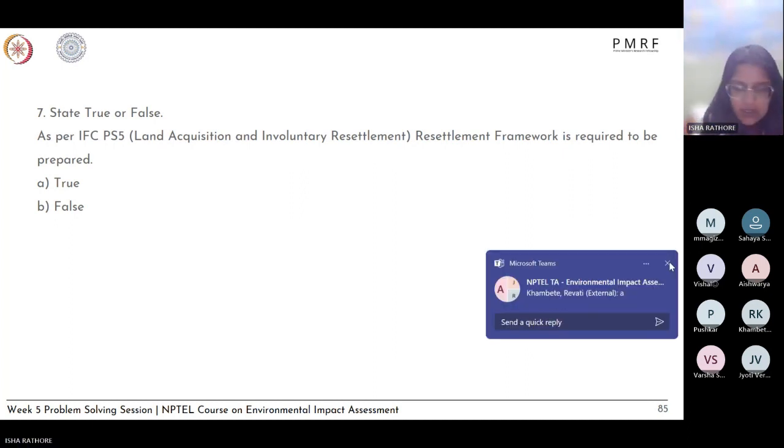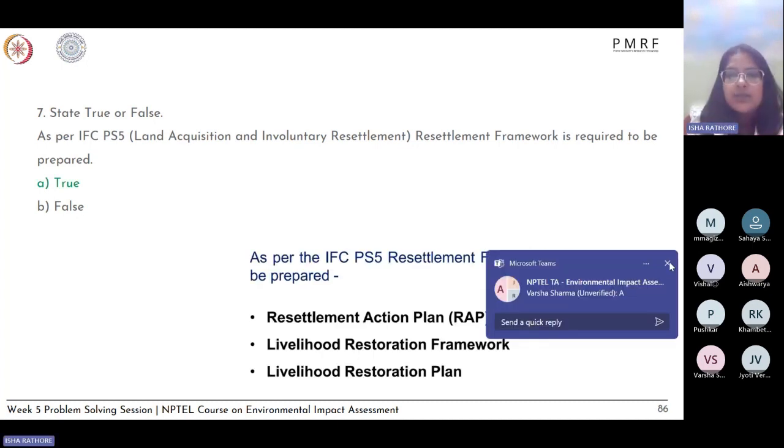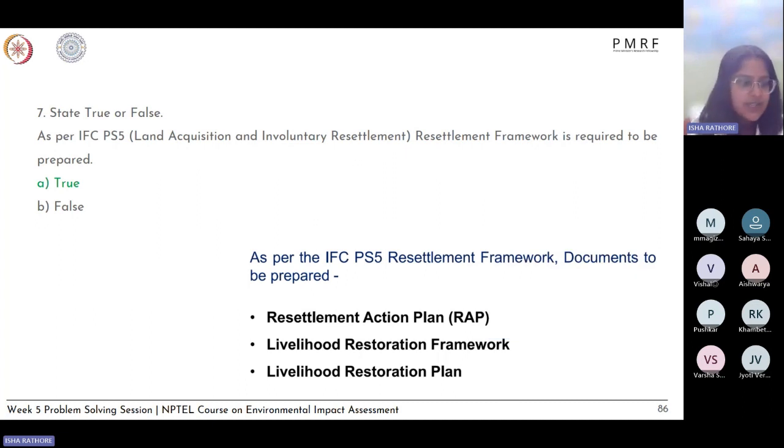Okay, we have answers A coming in. Okay. So the statement is true. As per the International Finance Corporation, which is a funding agency, their Principle 5, land acquisition and involuntary resettlement, documents which need to be prepared are the Resettlement Action Plan, RAP, Livelihood Restoration Framework, and Livelihood Restoration Plan. All of these three documents are together known as the resettlement framework. So this resettlement framework needs to be prepared and submitted to them for the funding to process. So this statement is true.